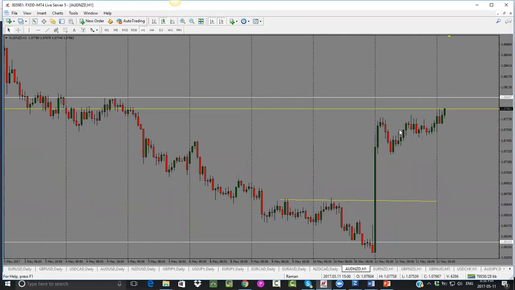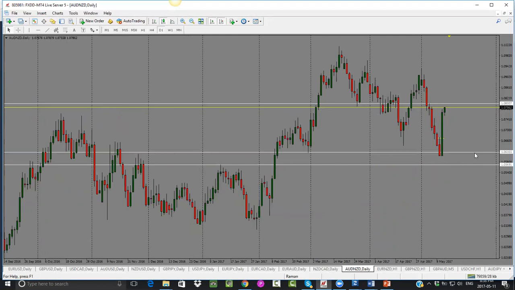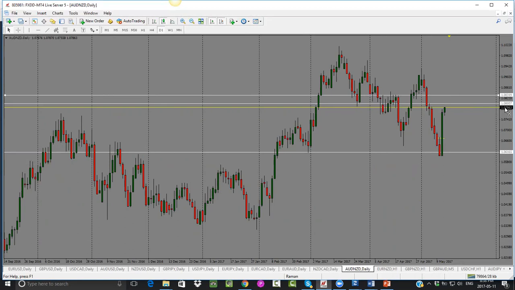Aussie New Zealand here, we got a bit of a pullback, and now we're looking for another move up. Very, very bullish close on the day, so this looks bullish. So we're looking for further move to the upside, and the first target would be 1.0800 and then 1.0830 level right up here. So this looks very bullish at the moment.